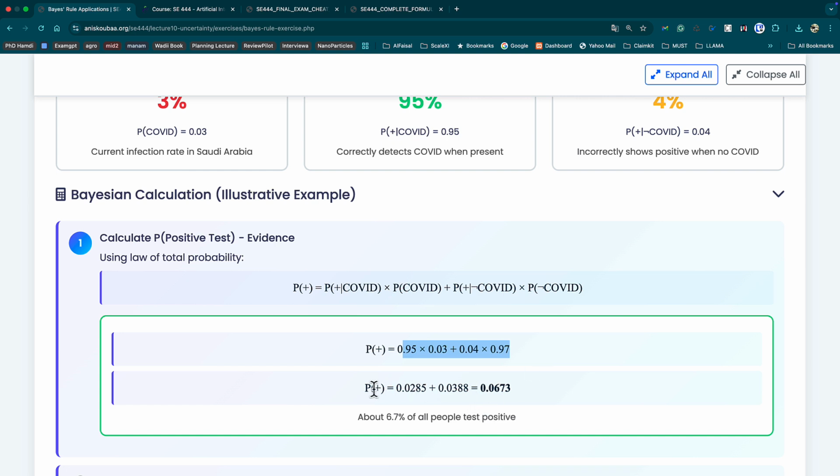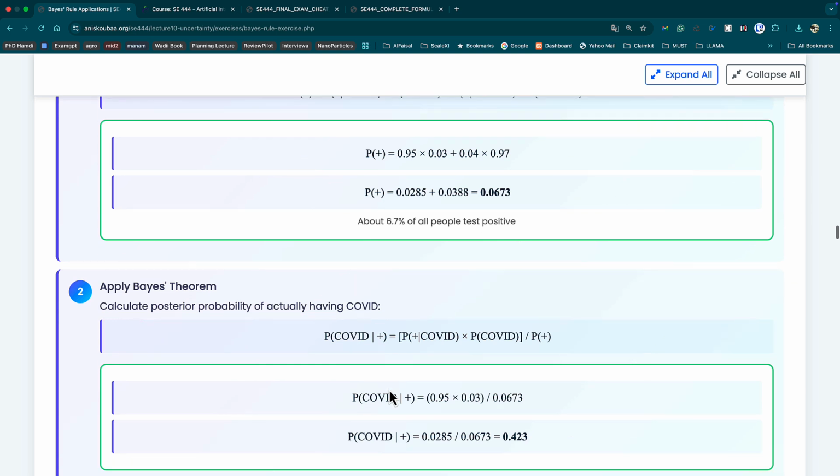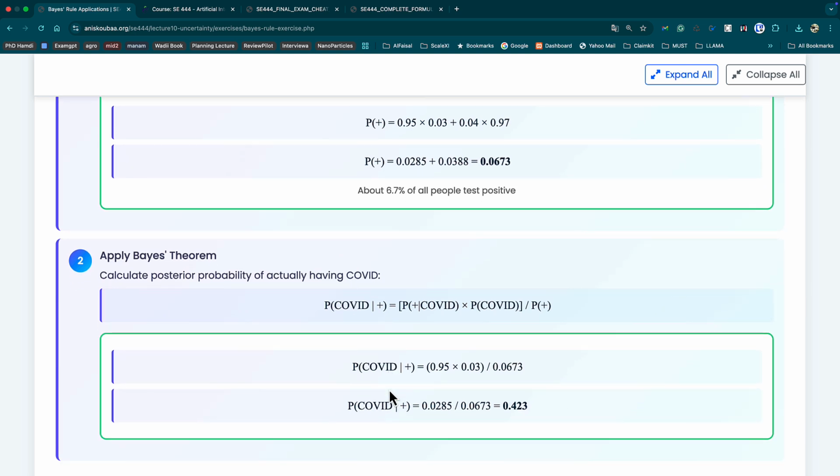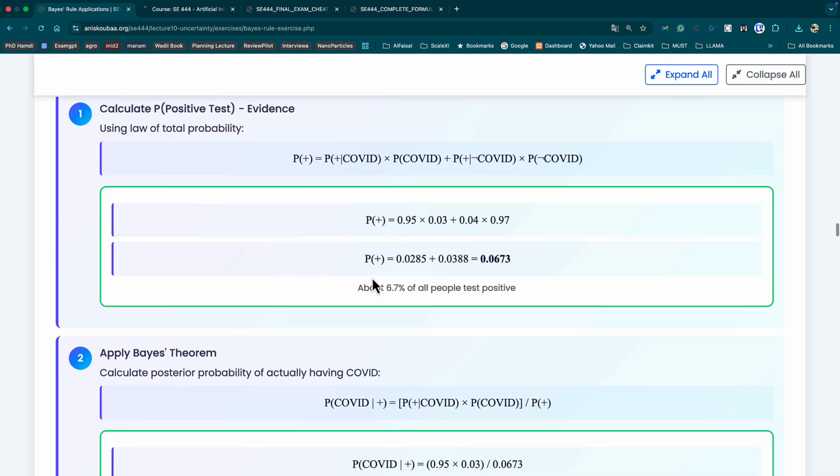And this will give the probability of having a positive test regardless, which is 0.0673. And then we have everything to calculate the Bayes rule. Yes. So does this give the accuracy or the sensitivity? No, this gives the probability of the evidence. Meaning the probability of this evidence is equal to 6%.